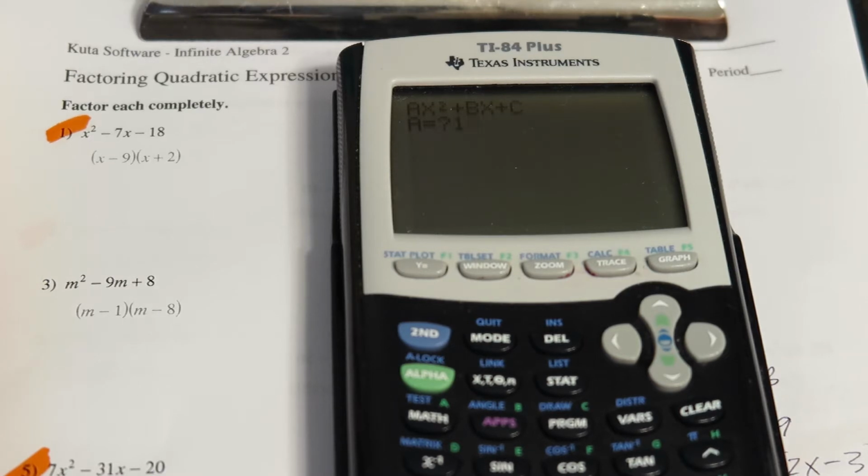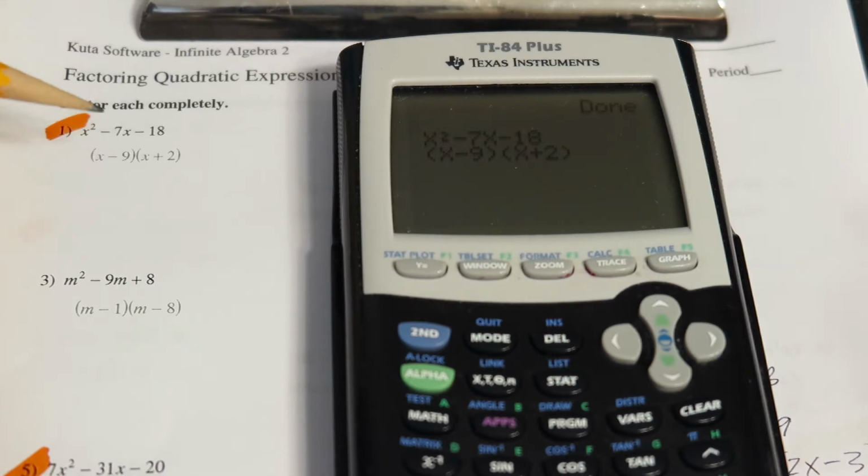So it says, what's the A term? It's 1. What's the B term? It's a -7. What's the C term? It's a -18. Press enter, and now it's asking what form we want it to come out in. We want it in the factored form, so we factor it. If it's factorable, it is. It tells me that the factors are x minus 9 and x plus 2.